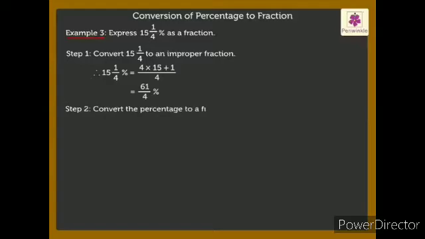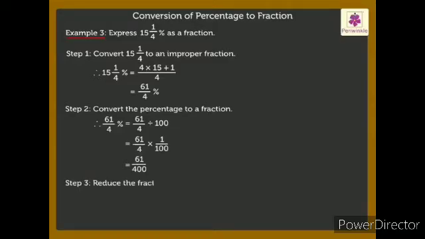Step 2. Convert the percentage to a fraction. Hence, 61 upon 4% is equal to 61 upon 4 divided by 100, which is equal to 61 upon 4 into 1 upon 100, which is equal to 61 upon 400. Step 3. Reduce the fraction to its lowest terms. Here, we cannot reduce 61 upon 400. Therefore, 15 and 1 upon 4% is equal to 61 upon 400.